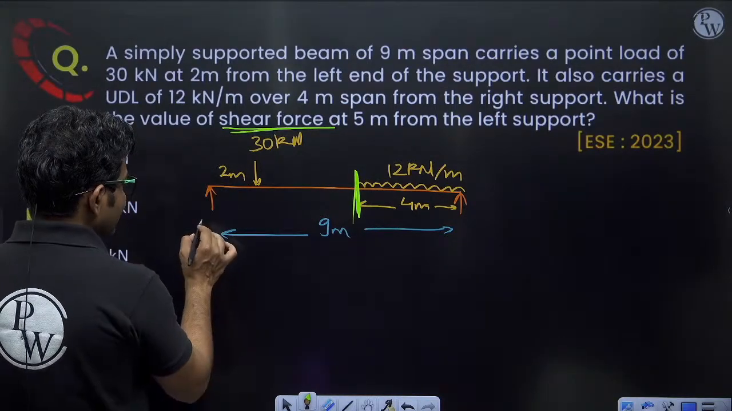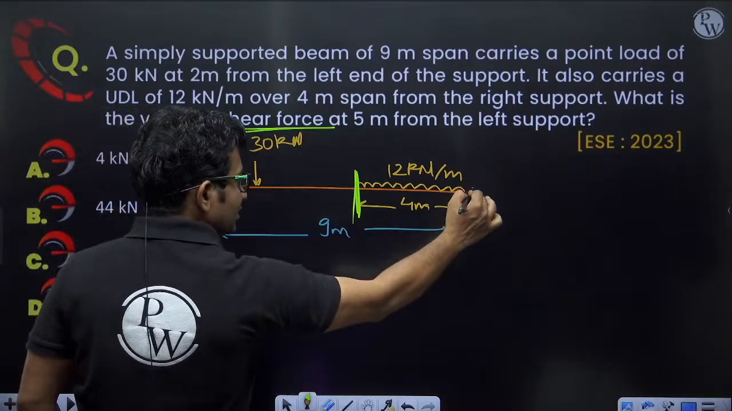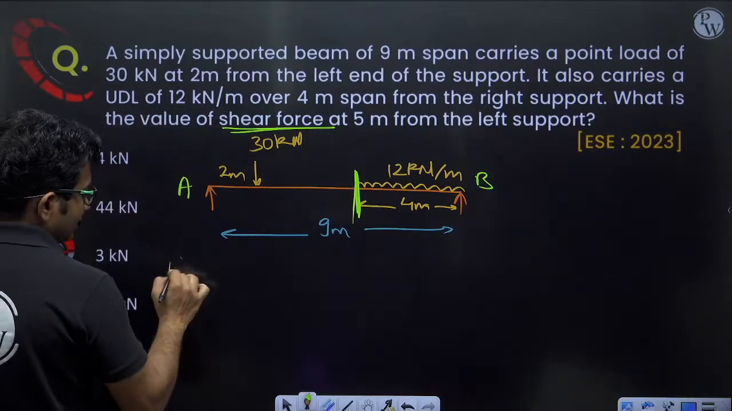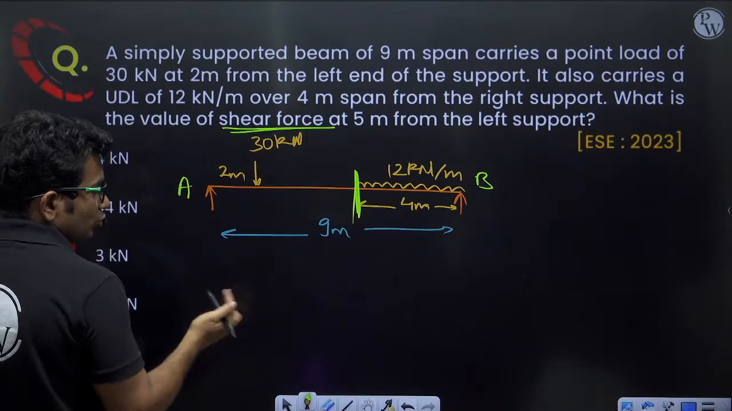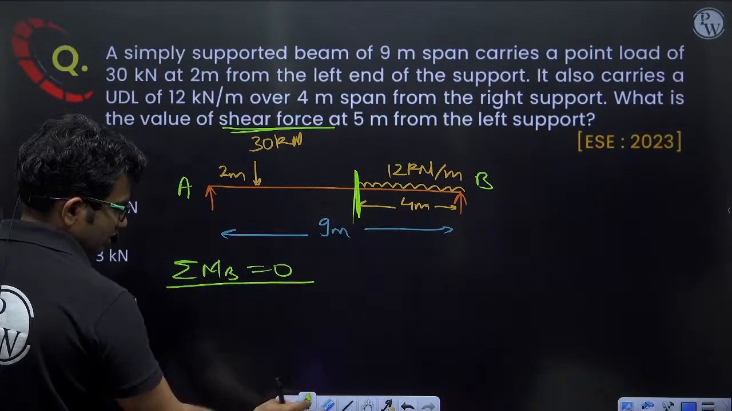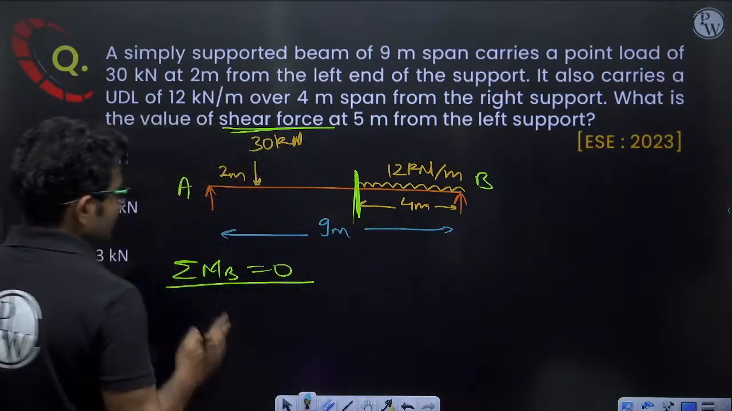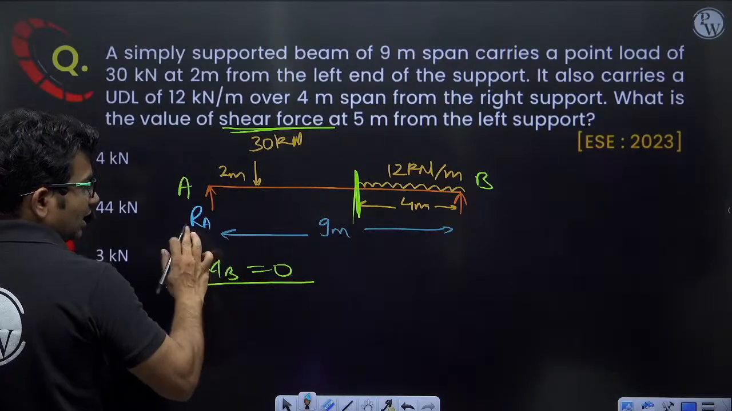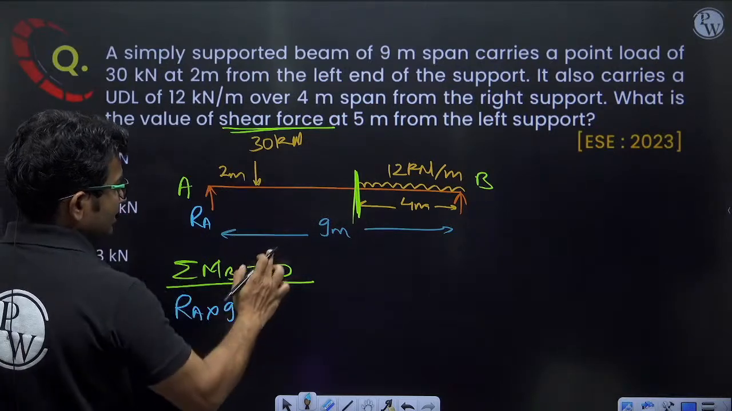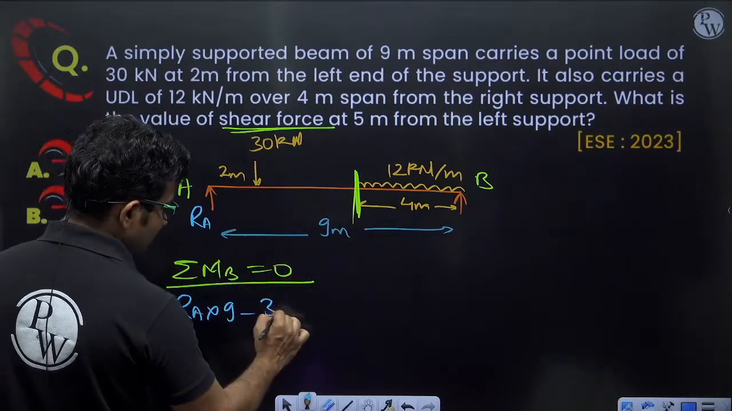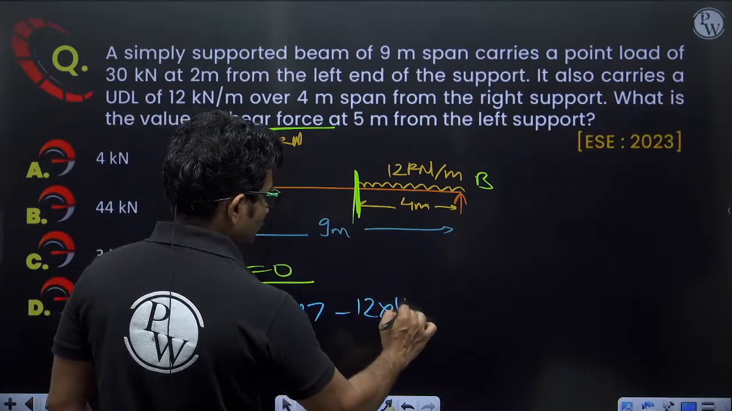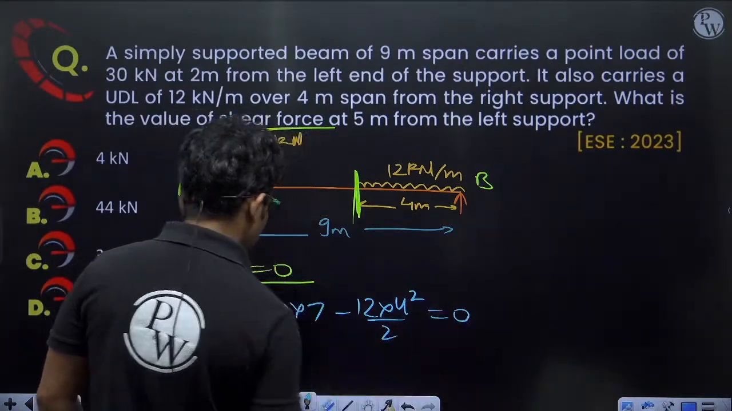So here support reaction, let us say this is A, this is B. Okay. So if I want to calculate RA, what I have to do? Summation of moment about B equal to 0. So RA into 9 minus 30 into 7 minus 12 into 4 square by 2 is equal to 0.